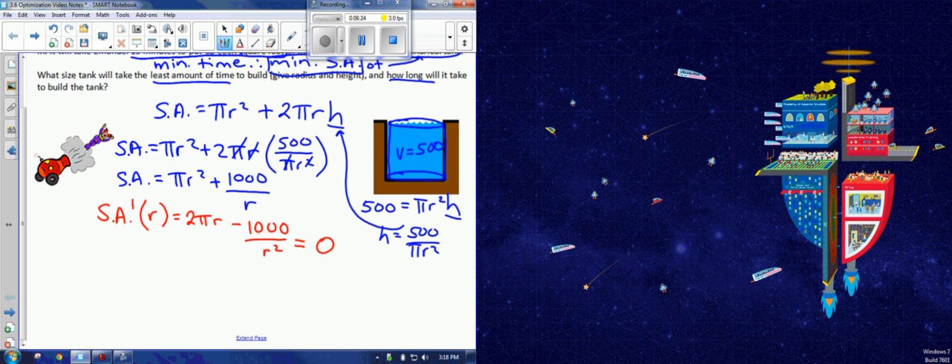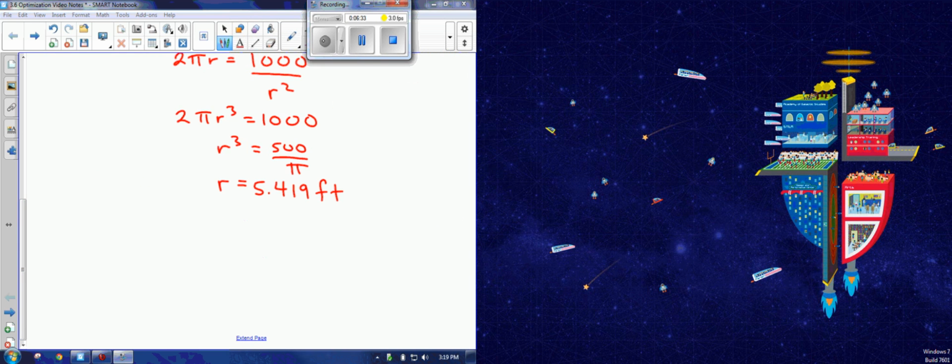So what I would do first is add 1,000 r divided by r squared to the other side, and then solve for r. Go ahead and do that now. Okay, so I went ahead and solved completely for r. Now when you get down to the 500 divided by pi and then taking the cubed root, this is where I would use your calculator. For most optimization problems, you will be allowed to use your calculator. If you're not allowed to use your calculator, it'll be pretty easy to solve for.